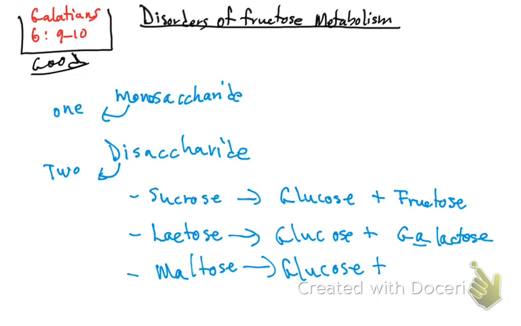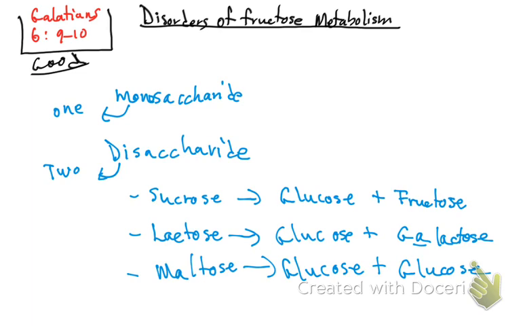Now, the last one, maltose. If we already used the sugars fructose and galactose, what other one are we going to use for maltose? It's going to be glucose. There we go. So basically those are the disaccharide breakdowns.